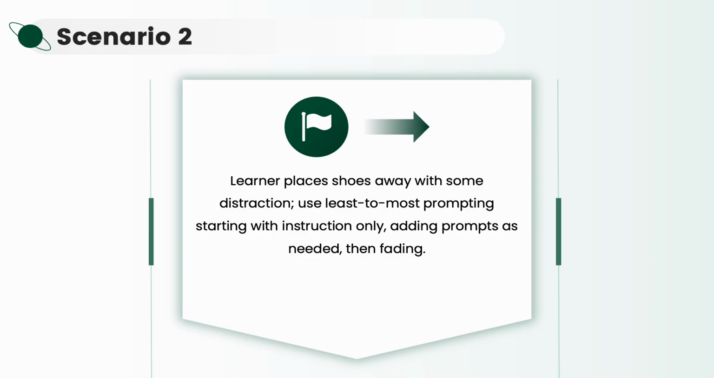In this scenario, a learner is placing shoes away with some distraction. Use least to most prompting, starting with instruction only, adding prompt as needed, then fading. In scenario 2, the learner is supposed to put their shoes away, but they're distracted. We're using least to most prompting. My first question for you, why are we using least to most here?